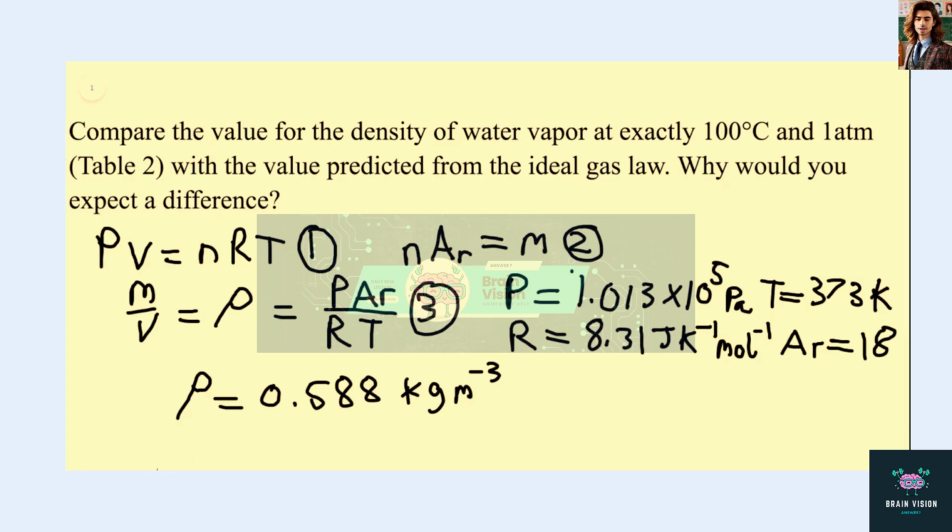But from the table, the density rho is equal to 0.598 kilograms per meter cubed. So why the discrepancy? It's not a huge discrepancy here. Obviously the ideal gas law is designed to measure an ideal gas. It doesn't account for things like the size of the molecules involved, for example. The correction for that component is given, for example, by the van der Waals gas equation.